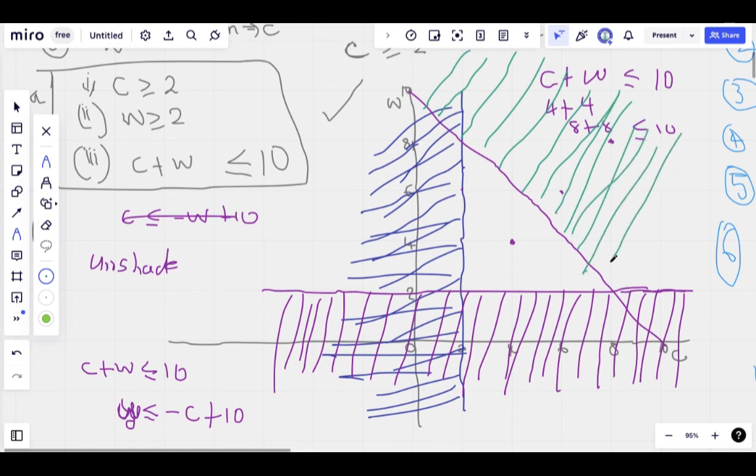You shade this place. So you can see the region the farmer has to plant is this whole place that looks like a triangle. This triangular space is the region the farmer has to plant whatever he needs to plant.